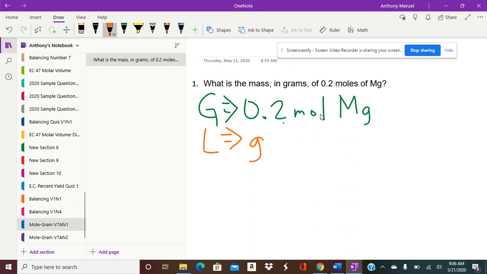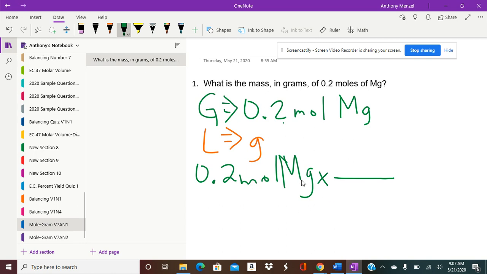Now, if we go to our periodic table, well, the first step we would do is to actually write down what we're given. So we're given 0.2 moles of magnesium. And then, as I had said before, we are always going to, in the process of dimensional analysis, multiply by a conversion factor. A conversion factor is just a fraction. Now, we've started off with moles of magnesium as our units. So in the denominator of our conversion factor, we're going to put moles of magnesium so that the units will cancel.